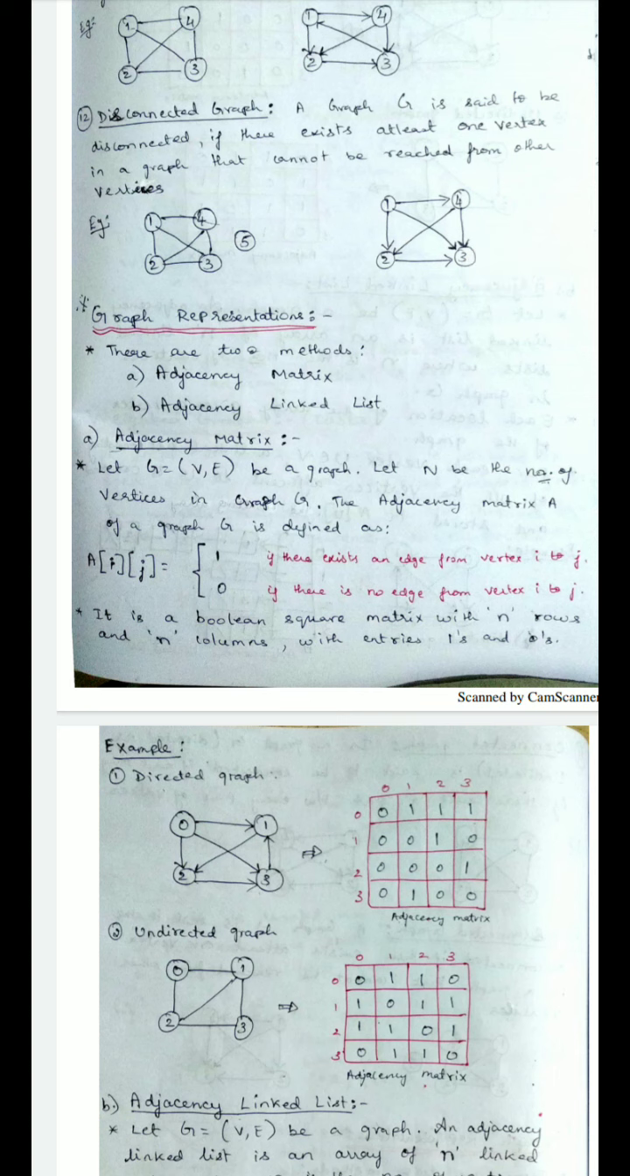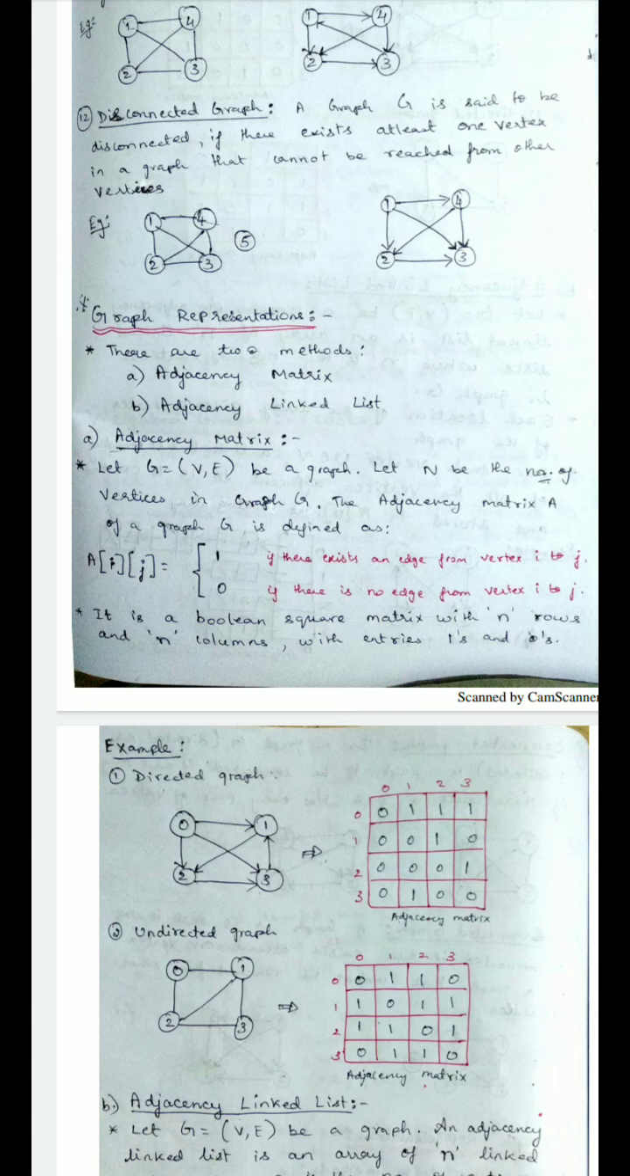As you saw, a graph is nothing but vertices and edges. Assume n is the number of vertices. How do you represent the graph? A[i][j] equals 1 if there is an edge. The value will become 1 if there exists an edge, and 0 if there is no edge between the two vertices. So we follow rows and columns.